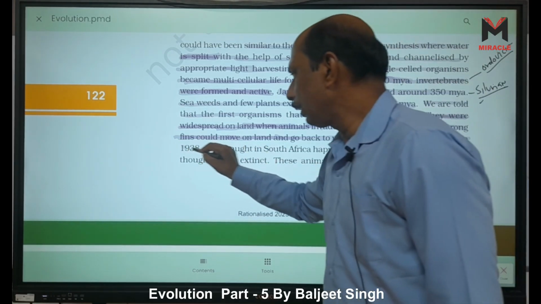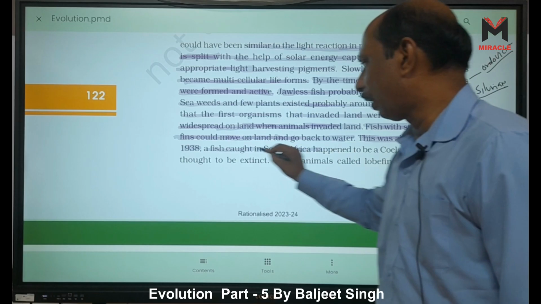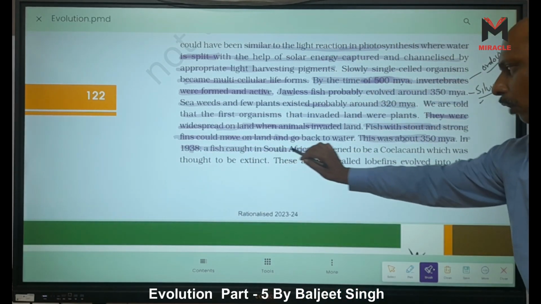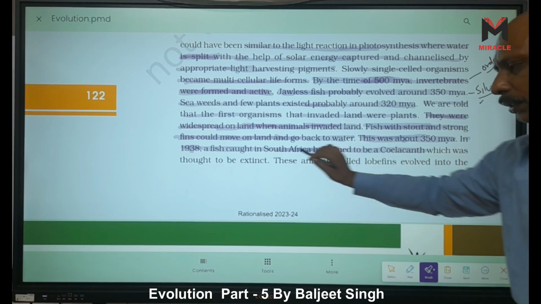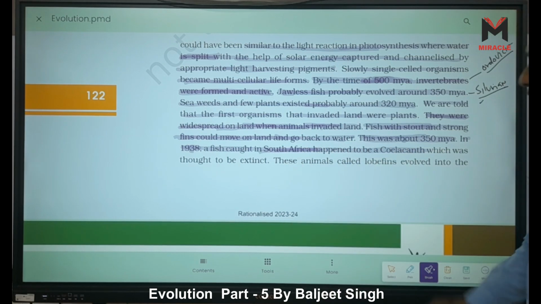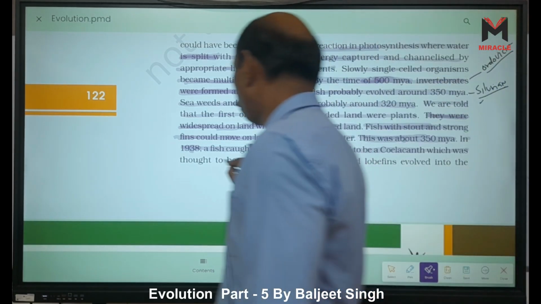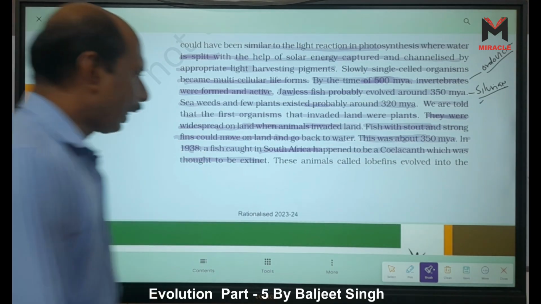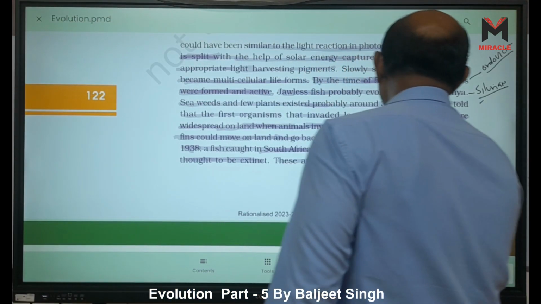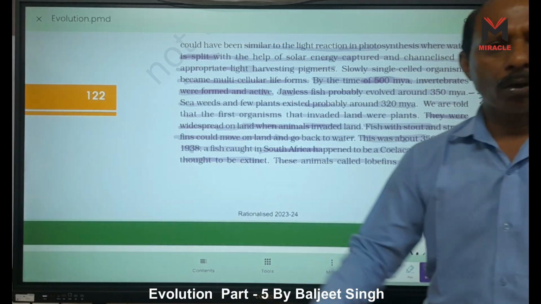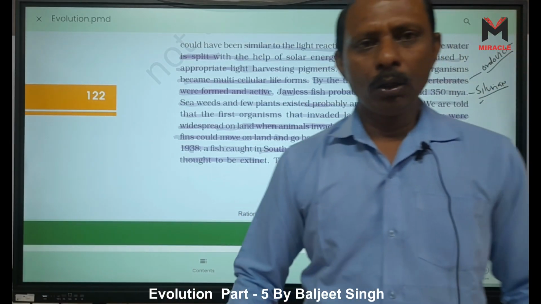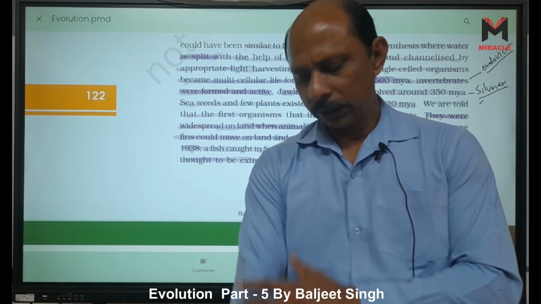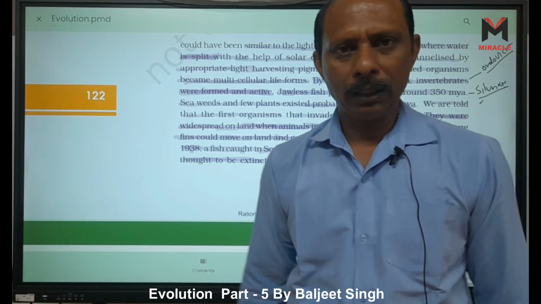In 1938, a fish caught in South Africa happened to be coelacanth. You have to read this date also. Coelacanth is primitive, right? It was thought to be extinct, we know that. But it was caught. These animals are called lobe fins. Why? Because their fins are present on lobes. Lobes look like fore and hind limbs, like our forelimbs and hind limbs, right?